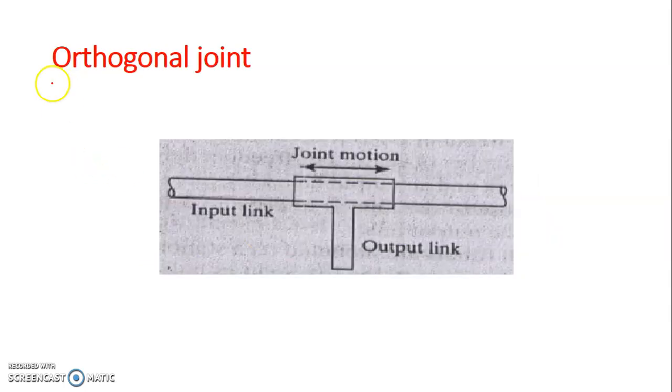Next we have the orthogonal joint. This is also another type of linear joint, but we can observe here the output link is here and the input link is here. The joint motion takes place like this. It moves in the fashion shown by the arrow mark, while the output link is here and the input link moves here.